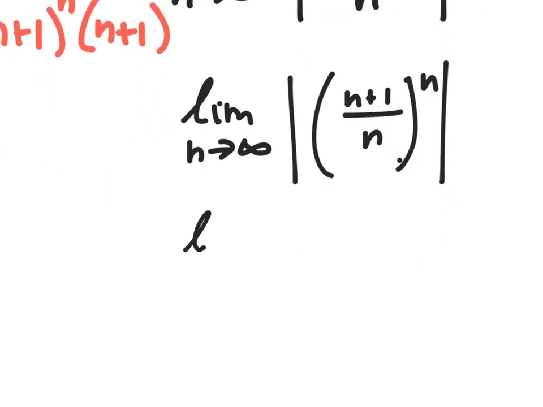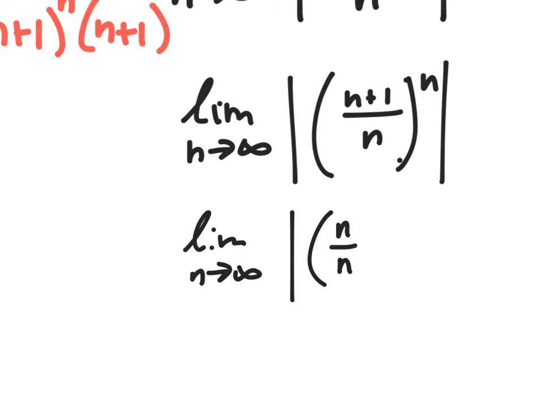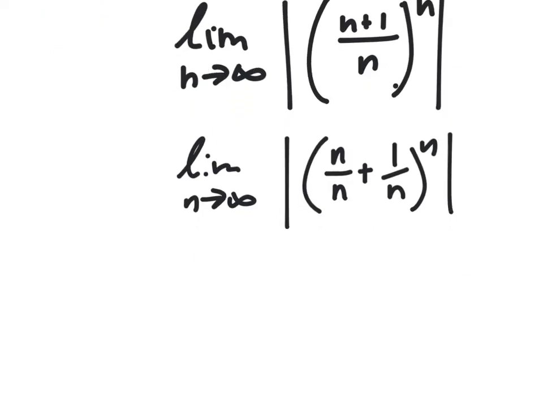All right, and then how do I turn that into 1 plus 1 over n? Well, if I were to split them and go (n over n plus 1 over n) to the nth, now I have here (1 plus 1 over n) to the nth. And if you don't remember, the definition of this is that the limit of that as n goes to infinity is e. Okay, and we're done.